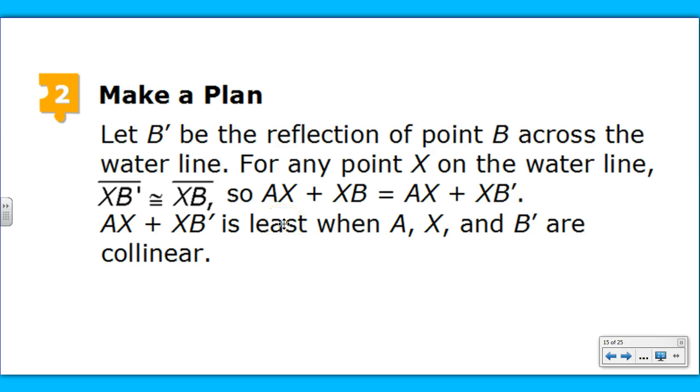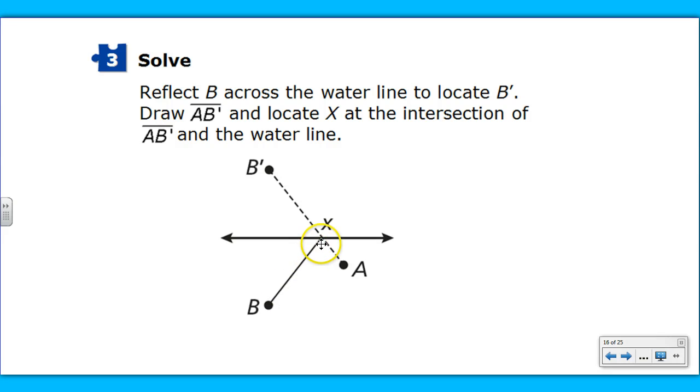AX plus XB prime is least when we get AX and B prime to be on the same line, right? Because the shortest distance between any 2 points is a straight line. So we're basically taking this point and imagining that it's on the opposite side and creating a straight line between A and B. It's just that it's not A and B, it's A and B prime. Keep in mind though, B to X is the same as B prime to X. So the shortest distance between A and B is A to B prime.